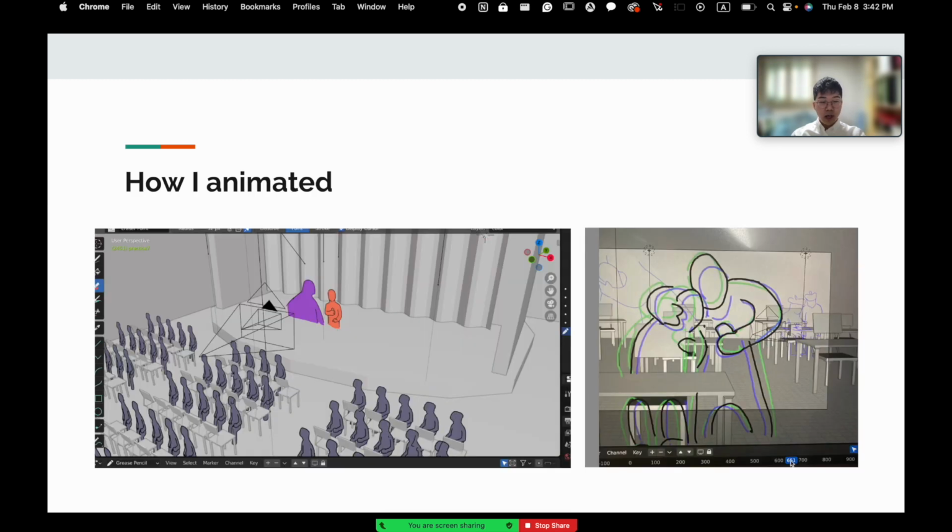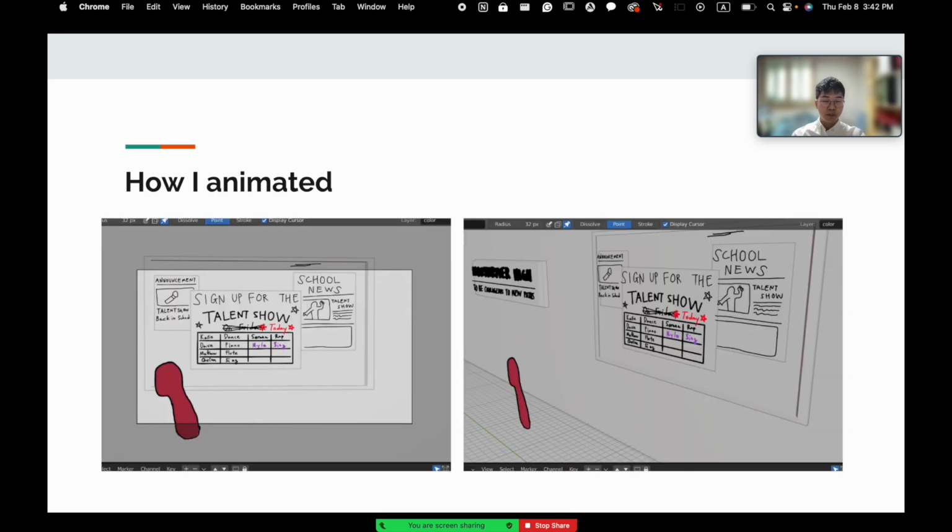To explain how I animated the whole film, all the 3D backgrounds were made in Blender with curtains, the stage, the chairs and desks, they were all made using 3D modeling. However, the characters, as you can see, were made by something called Grease Pencil, a function in Blender that allows people to draw 2D objects in a 3D world.